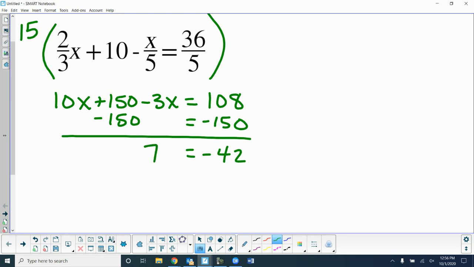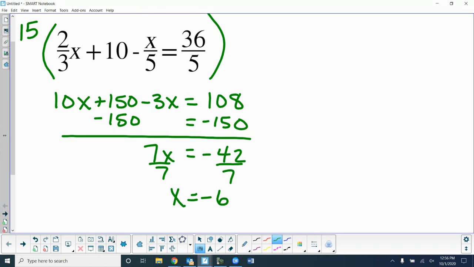10x minus 3x, 7x. Okay? If I was moving the 3x to the other side, then I would be adding. Okay? So sometimes we do that because we're getting in a hurry and not taking care of business there, the details. Divide by 7, we get negative 6 for that. Okay, does that help on those? Those sometimes give us issues, the fraction ones. So get rid of the fractions right away. Makes things easier.